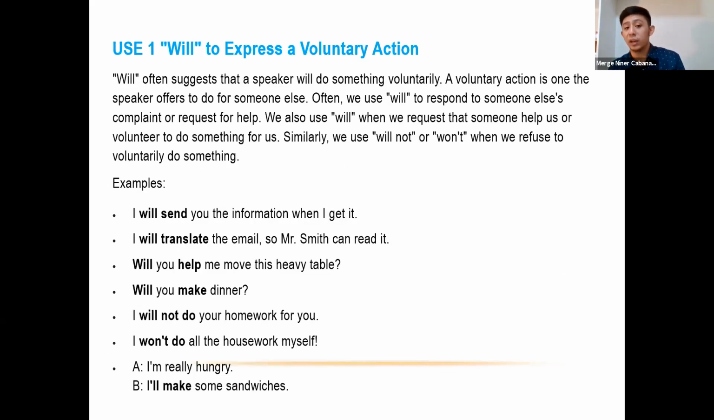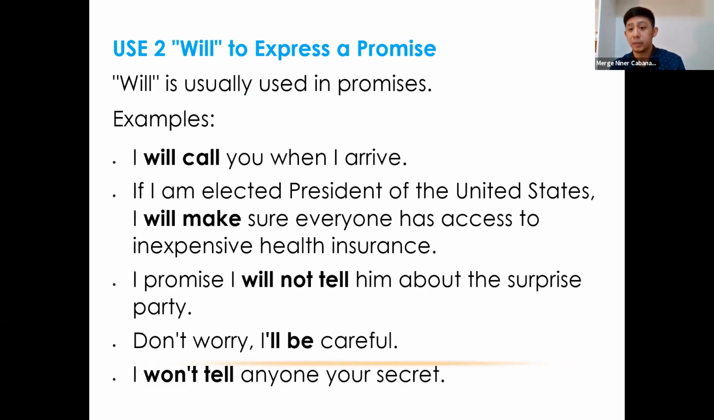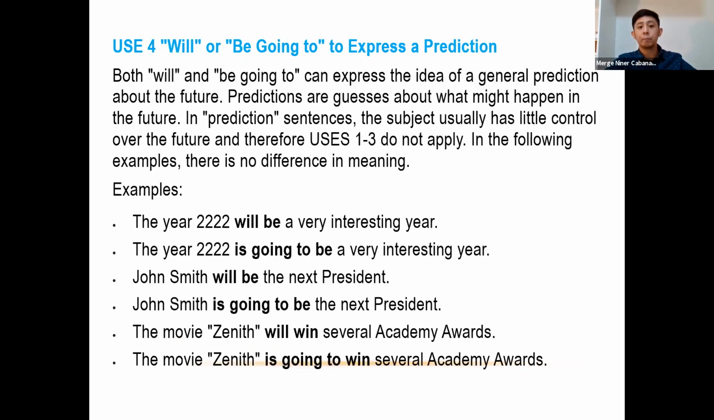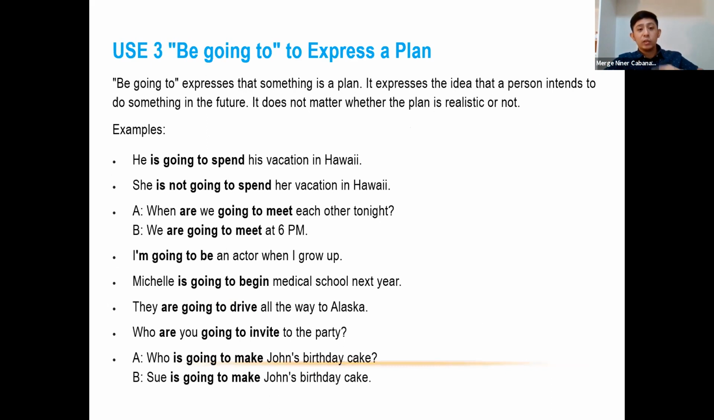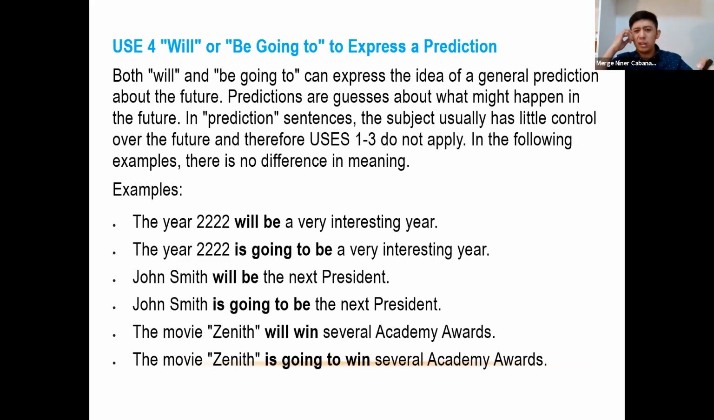Will is for either a voluntary action or a promise. But you can interchange the two. It doesn't matter, just as long as you know how to use the terms properly. All right. You can also use be going to or even will for a prediction. "The year 2222 will be a very interesting year." "The year 2222 is going to be a very interesting year." See, there's not much of a difference between the two of them.